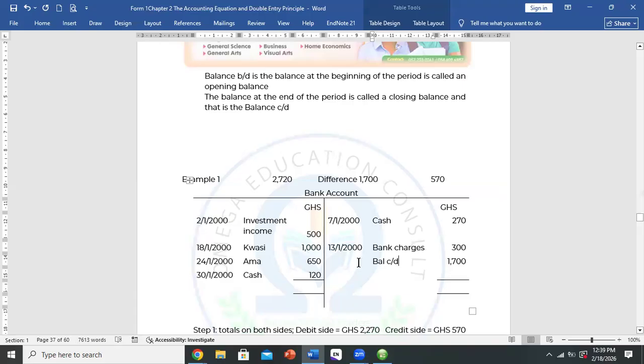Using the closing date, what month are you seeing in this account? You are seeing 2nd January, 7 January, 13 January. So this month, January, will end on 31st of January, 2000. After you have put in this carry down, you need to also show that the account has balanced. Put in the total, 2,720. So then that becomes the total on both sides. This total should always be on the same line.